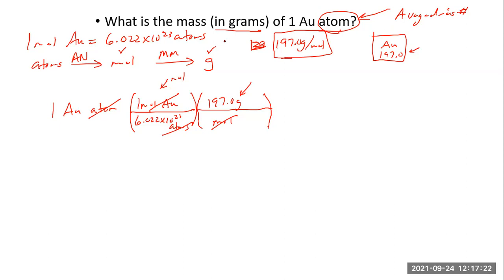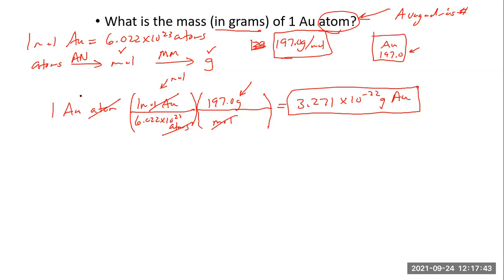hit equals, divided by Avogadro's number. Make sure you use your exponent button and divide by 1. And we end up with 3.271 times 10 to the minus 22 grams of gold. And that's a super small number, which is the mass of one individual gold atom.